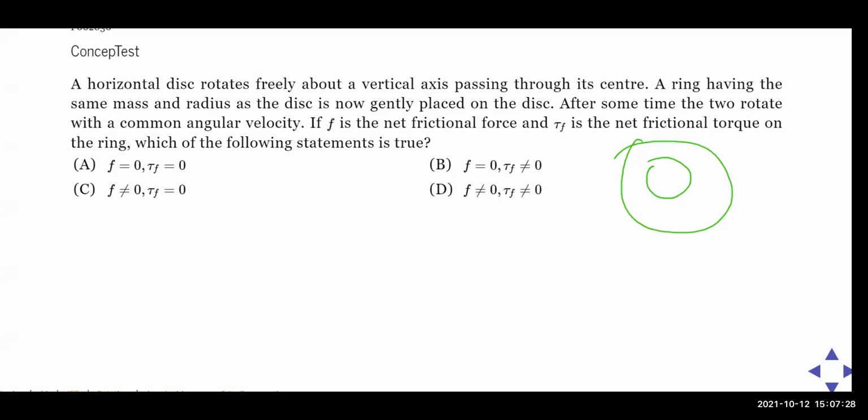If you place the ring on the disc, will there be any external force? What would be the force between the ring and the disc? ring और disc के बीच का force कौन सा होगा? It will be frictional force, right? Yes or no? I got only 5 answers. I'll just end the poll. So people are still confused on this because you're not thinking.